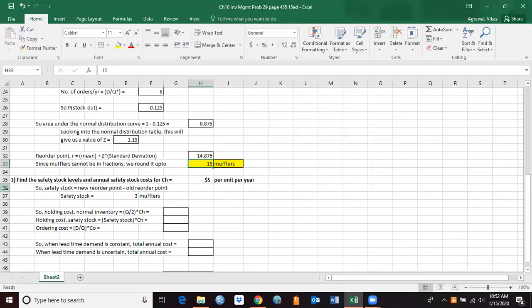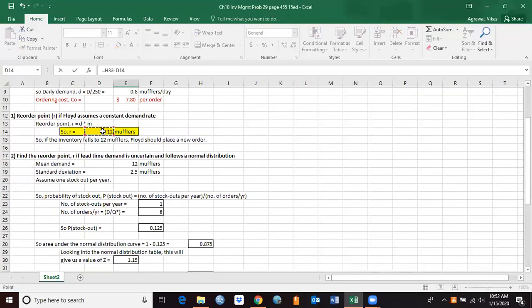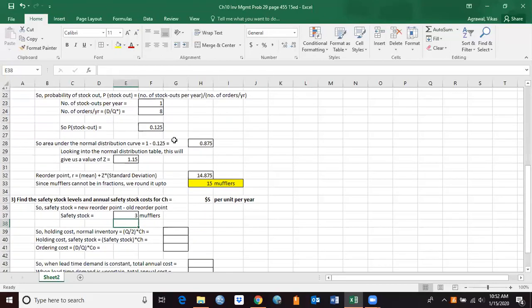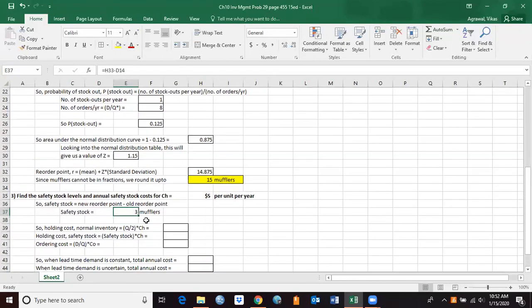Now, the third question is, we need to find the safety stock level, which we already found, and the annual safety stock cost, if the carrying cost is $5 per unit. So safety stock, this one I need to calculate here. Safety stock equals the reorder point when the demand is probabilistic minus the reorder point when the demand is fixed. So that's going to give me 3 mufflers. That's the safety stock that you're carrying.